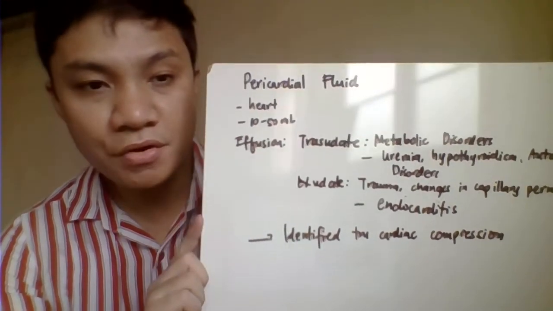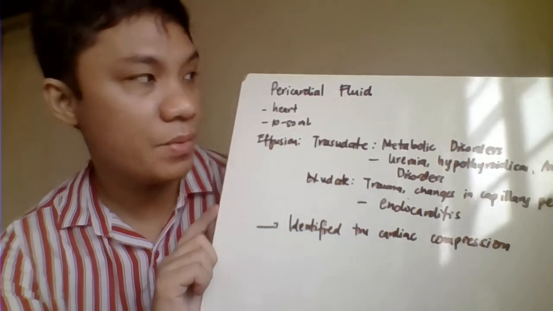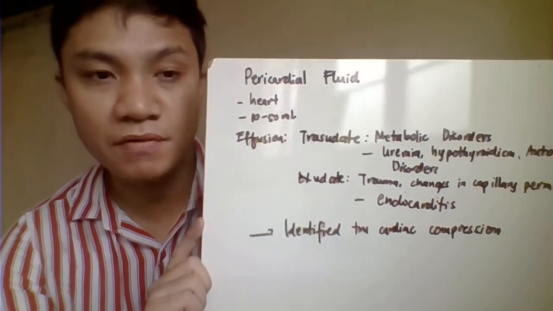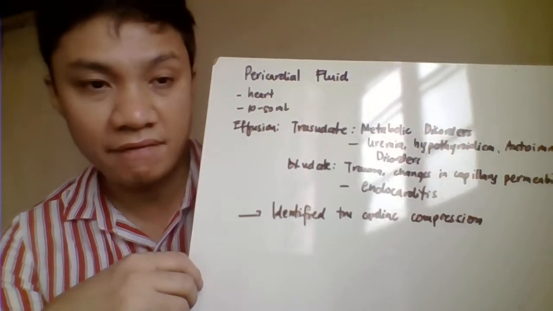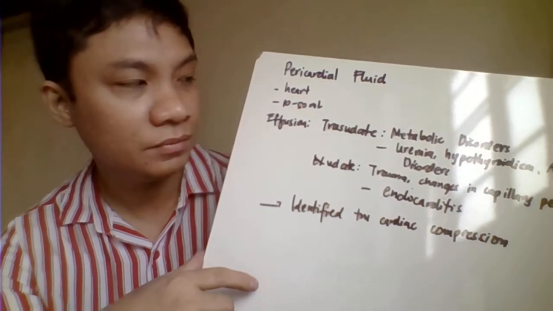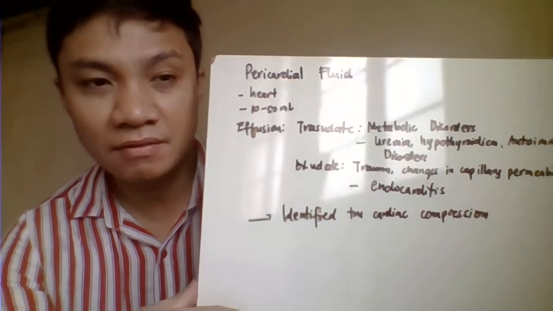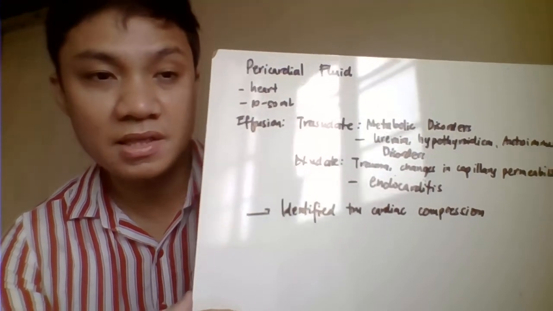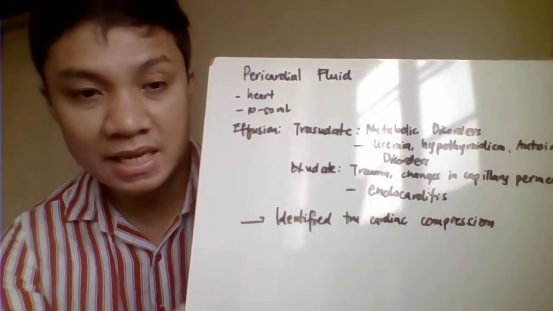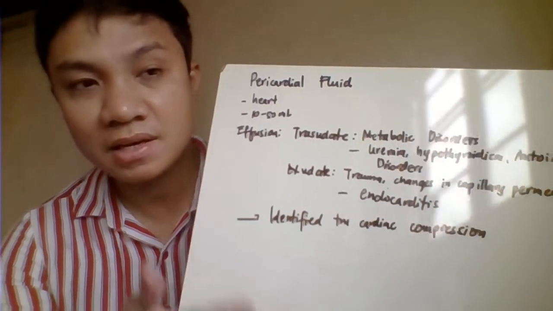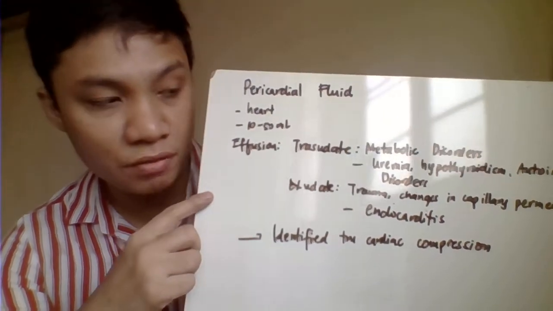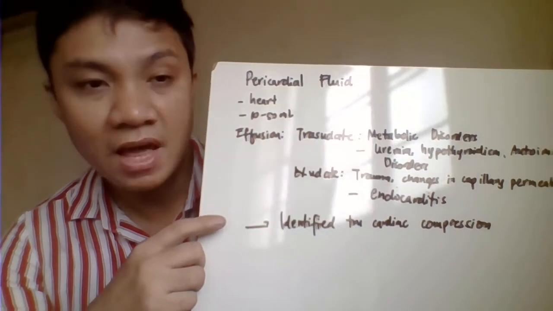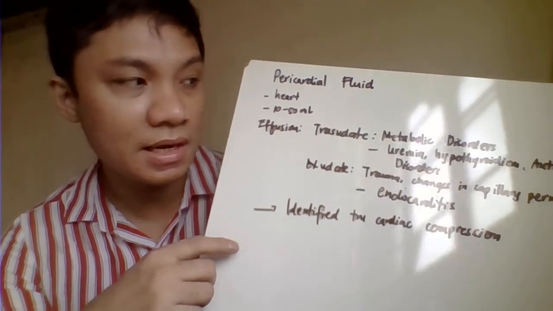Okay, now we go to your pericardial fluid. Pericardial fluid is a body fluid. It's a serous fluid that is found within your heart cavities. Normally your pericardial fluid would have only 10 to 50 mL volume. So in case we have increased volume, more than 50, it may be related to your effusion.